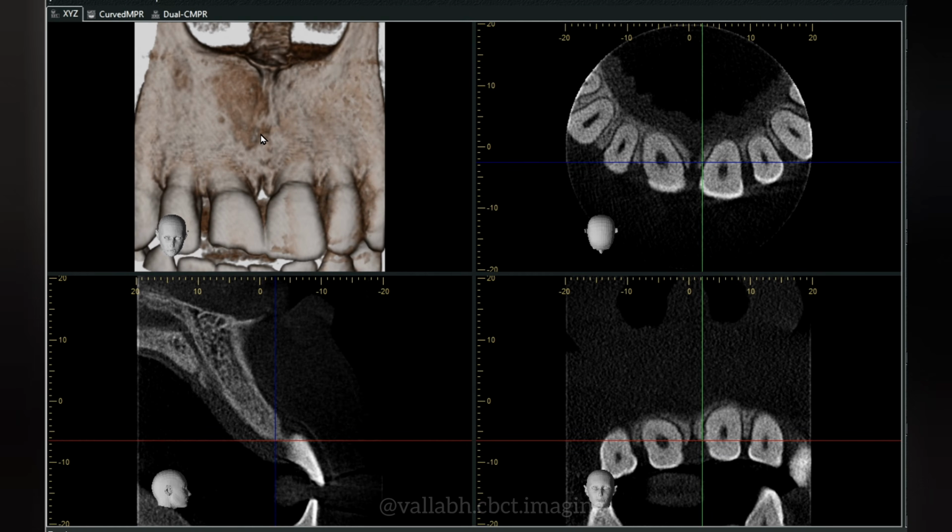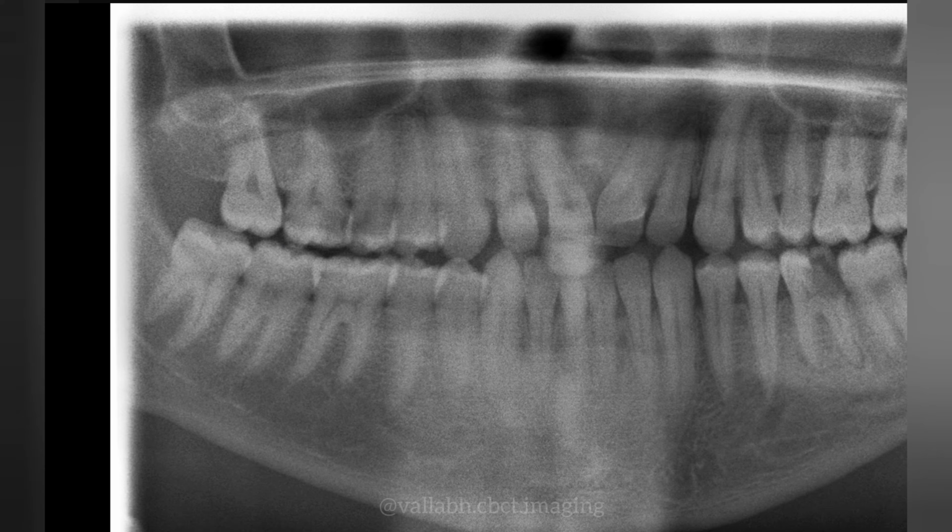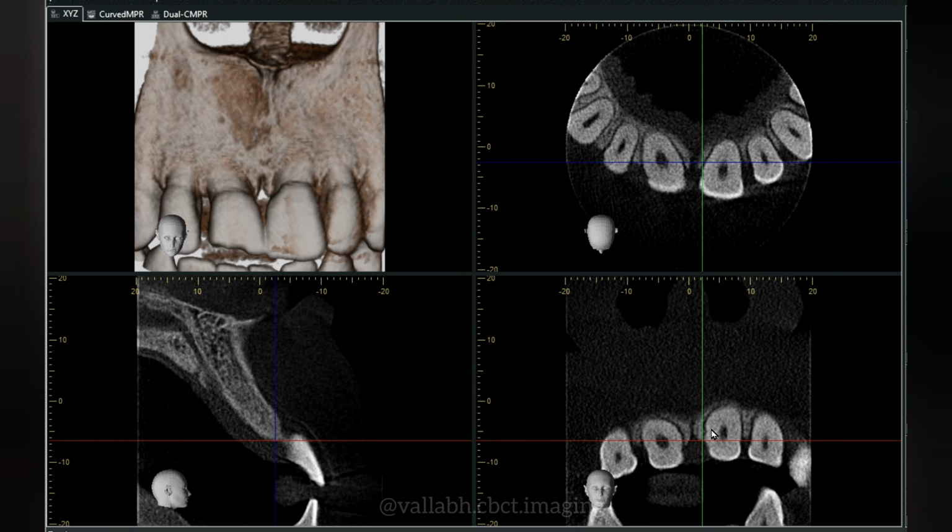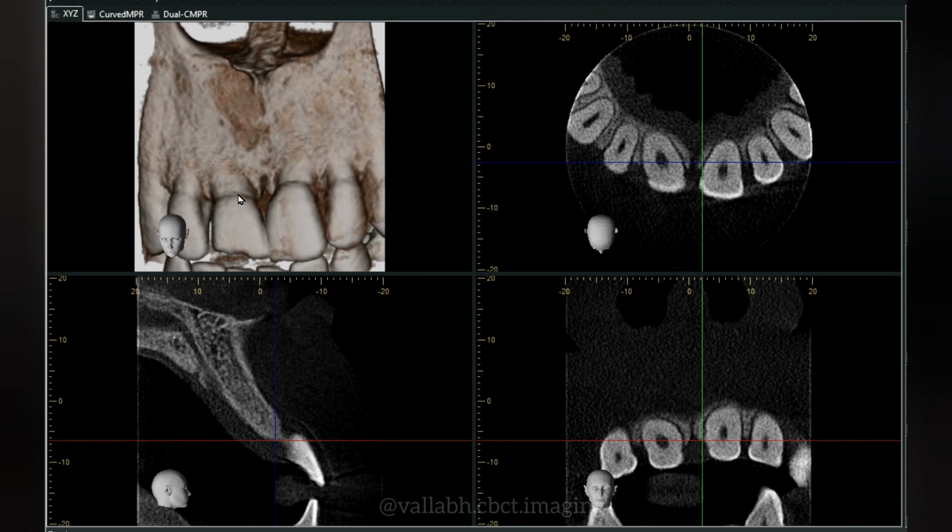There was some kind of altered bone density in the upper anterior region, something that was not visible in the OPG but was clearly seen in the CBCT scan. This is the axial cross section, the coronal or frontal cross section, and the sagittal cross section. The area of chief complaint was 1-1. So this is 1-1.